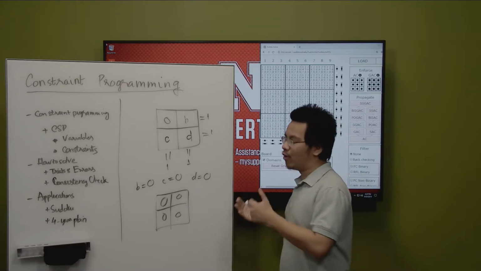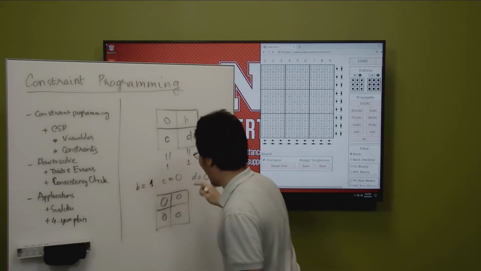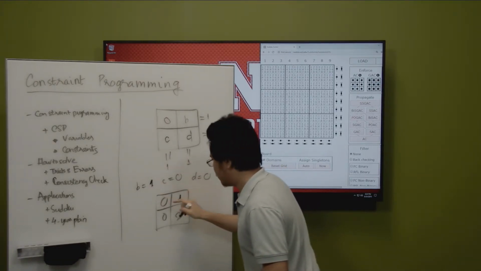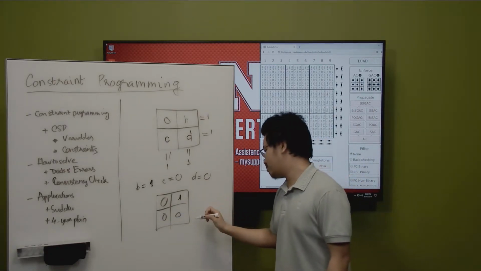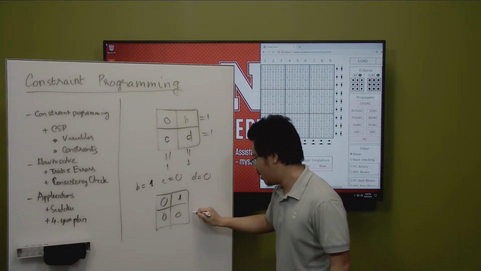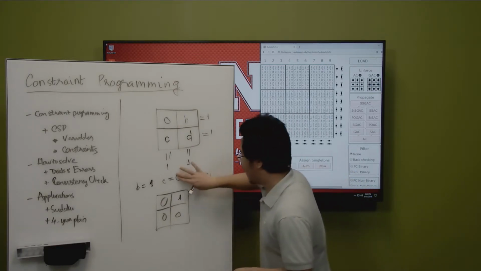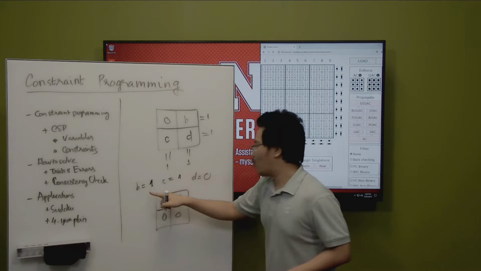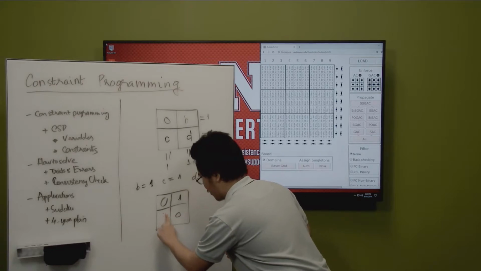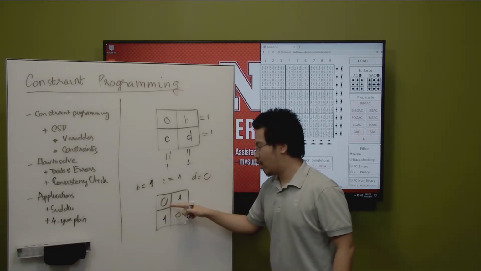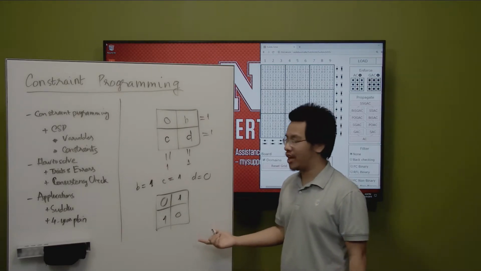Okay, we move on to the next combination. Let's say B equals 1. Our matrix becomes 0, 1, 0, and 0. Is it a solution? No, because the sum of the second row is 0, not 1. We keep trying until we hit this combination. B is equal to 1, C is equal to 1, and D is 0. Then our matrix becomes 0, 1, 1, 0. And it is our solution.